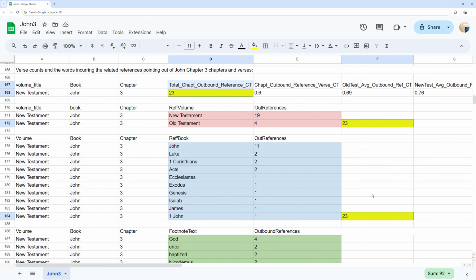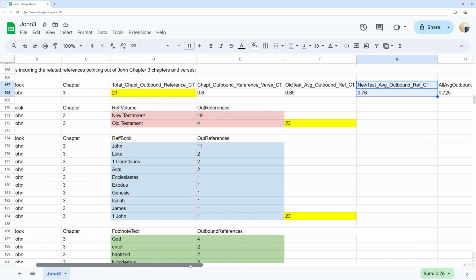as well as the counts per each verse in John chapter 3 and the average outbound reference per verse at 0.6 per verse, and see the per verse rates for the Old Testament, New Testament, and both to the right for comparison.